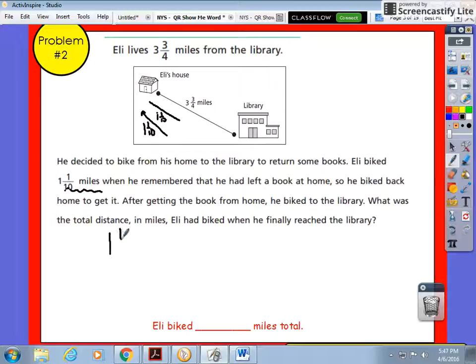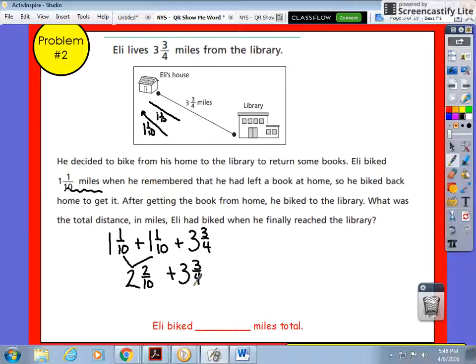I need to add 1 1/10 plus 1 1/10 plus 3 3/4 miles. Now remember, when we're looking to do math, we're looking for friendly numbers. And I can see that 1 1/10 and 1 1/10 are going to be very easy to add because I do not have to find the common denominator for them. So let me go ahead and add 1 1/10 plus 1 1/10. My wholes would give me 1 plus 1 is 2 and 2/10. But I still need to add that 3 3/4.